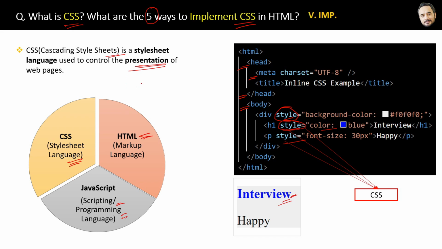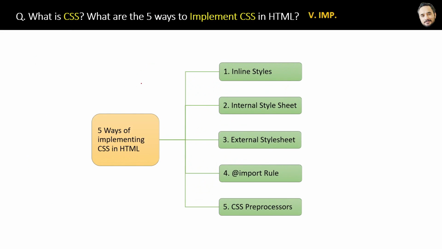Remember, there are 5 ways to implement CSS in HTML, and here they are: inline styles, internal style sheet, external style sheet, import rules, and CSS preprocessors. In the upcoming questions, we will explore all of them.